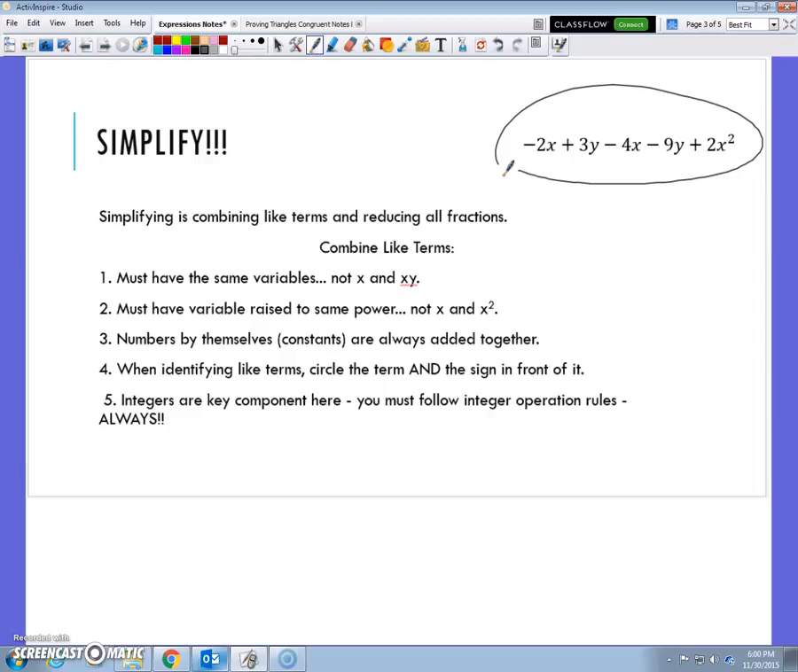The variables must be raised to the same power. Okay, we talked about that. Numbers by themselves are always added together. So if I saw two numbers like a 3 and a 10, I could put those two numbers together. All the constants can be put together. When I'm looking for the like terms, make sure when you circle the term that you're looking at that's a like term, you circle the sign in front of it as well, because that sign sticks with that term.